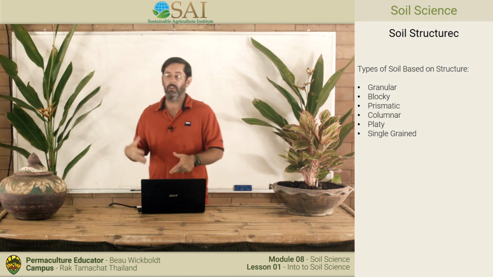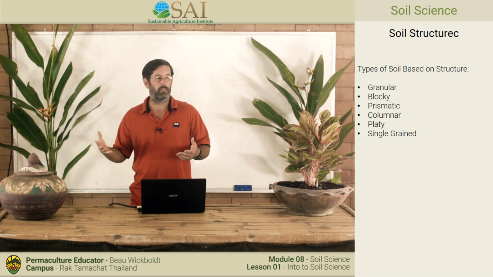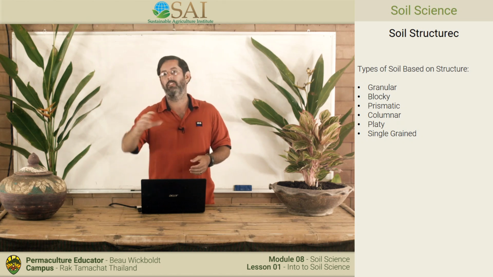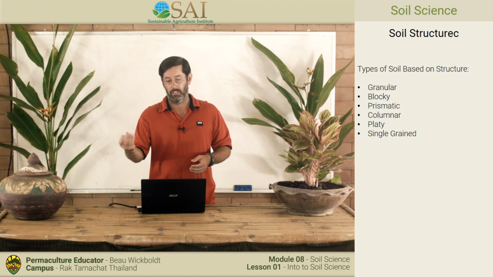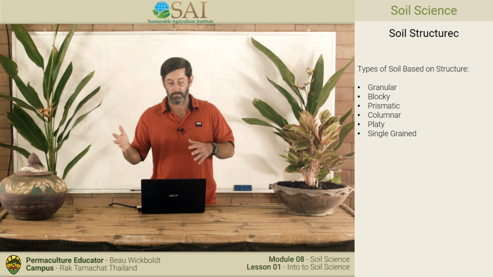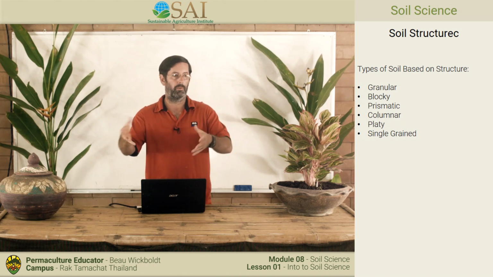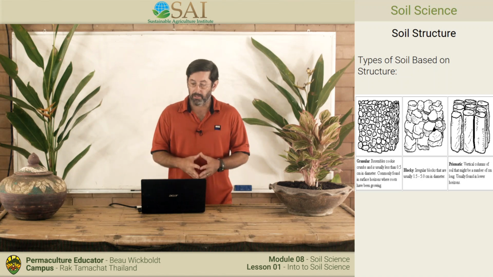So that brings to scientists describing the types of soil based on their structure. So they go to your site and they'd say, your soil is granular, grainy, or your soil is blocky, or prismatic, columnar, platy, or single grain. So we'll look at these in pictures to see what that means. So types of soil based on structure.